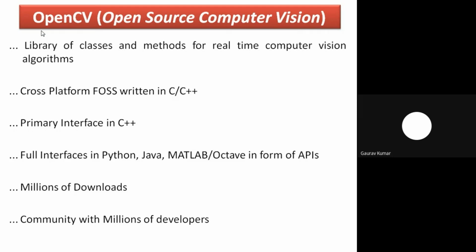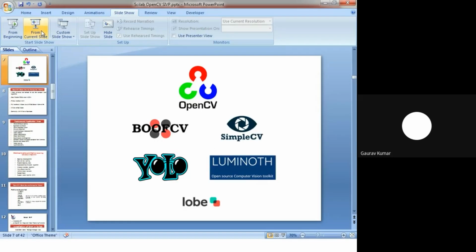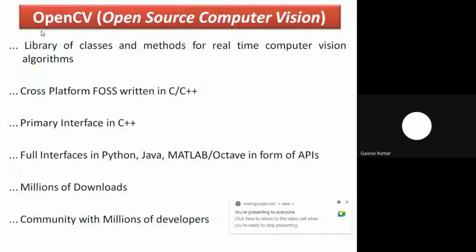So many forums and bulletin boards are available which we can use for OpenCV programming. As far as the base platform is concerned, it is written in C and C++ at the backend, but its APIs or higher level interfaces are available for multiple programming languages.